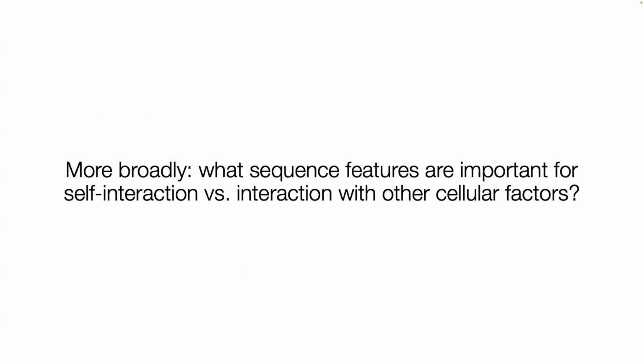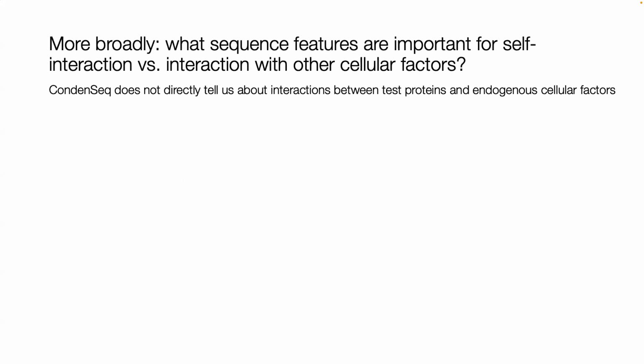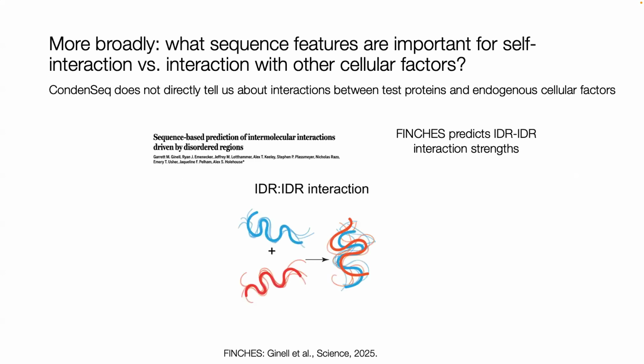Okay, so then we could ask more broadly, actually, what are the sequence features that are important for self-interaction versus interaction with other cellular factors? So to get more broadly at this impact of the rest of the cellular environment. So again, CondenSeq does not directly tell us about interactions between test proteins and endogenous cellular factors. So we need another approach. So we turned to this computational method called FINCHES, which was developed very recently in Alex Holehouse's lab at Washington University in St. Louis. And this method really reliably predicts interaction strength between disordered regions.